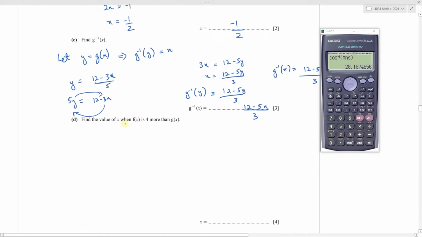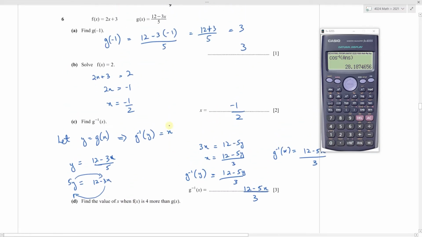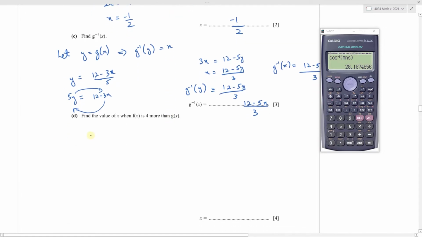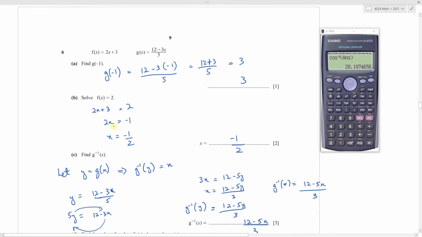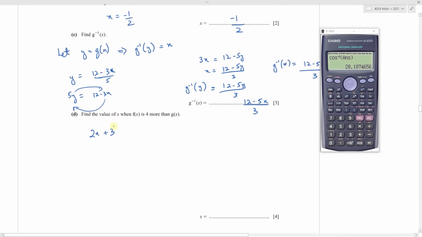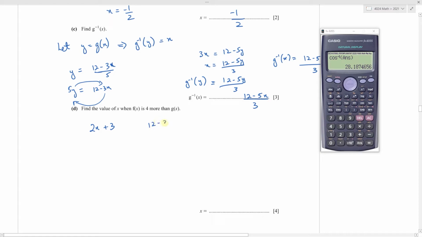Find the value of x when f of x is 4 more than g of x. So f of x is 2x plus 3, and g of x is 12 minus 3x over 5. So you have to find the value of x when f of x, so this is your f of x and this is your g of x, is 4 more than g of x. So to make them equal, I will add 4 to the smaller value, which is g of x, to bring it equal to f of x.